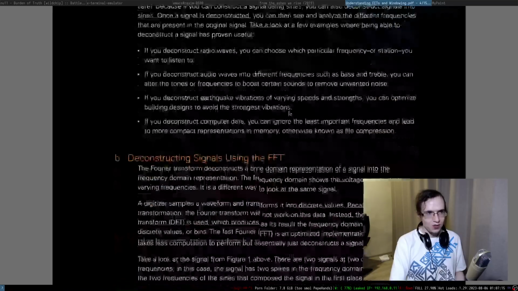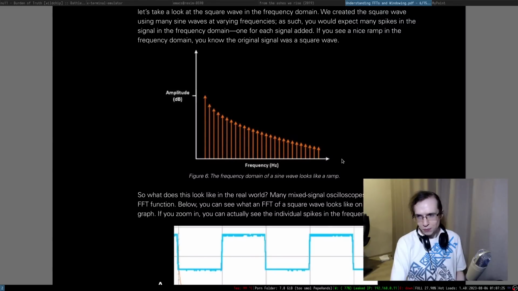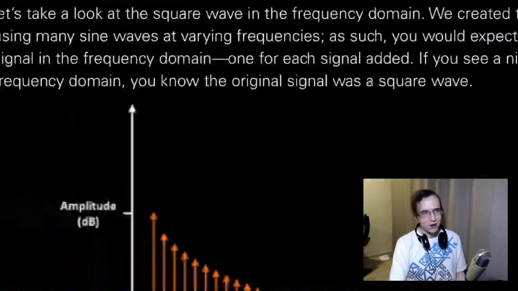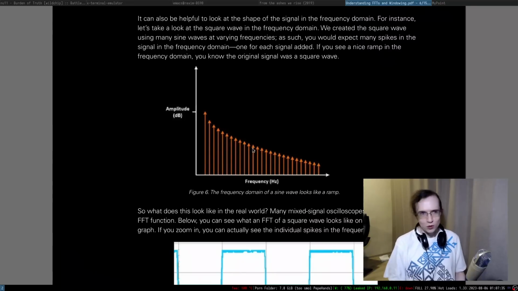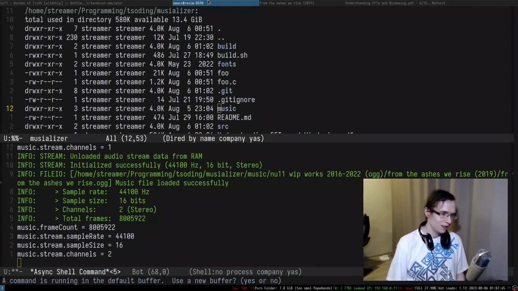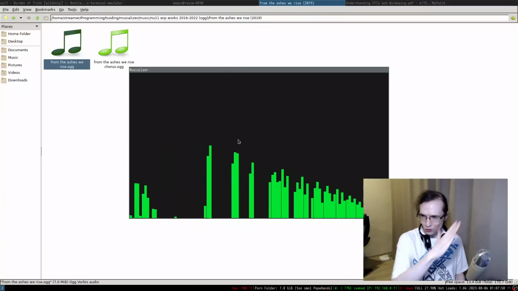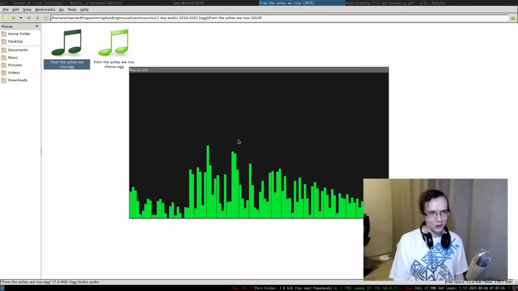Because of that, if you display all of these frequencies in the frequency domain, you will have this ramp that looks like this. They even mentioned that: if you see a nice ramp in the frequency domain, you know the original signal was a square wave. Again, chiptune is primarily square waves, sawtooth waves, pure sine waves and stuff like that. They are very simple waves usually, and that's the reason why we see nice ramps when we play things like that. We can literally see them. It's actually so cool.